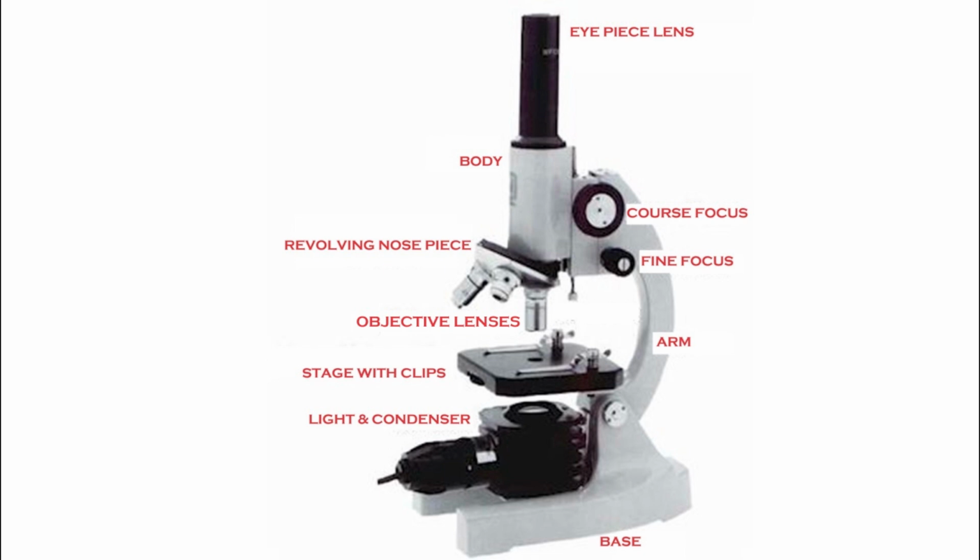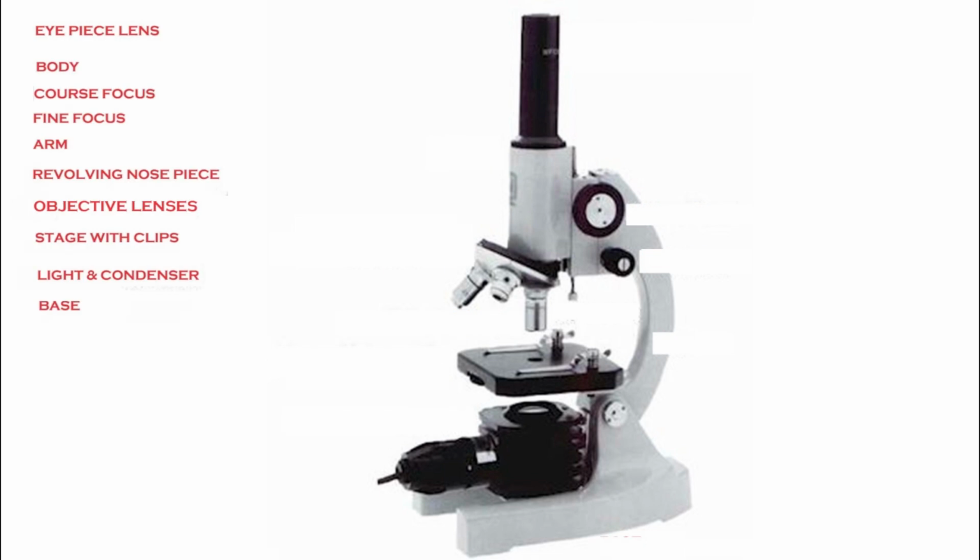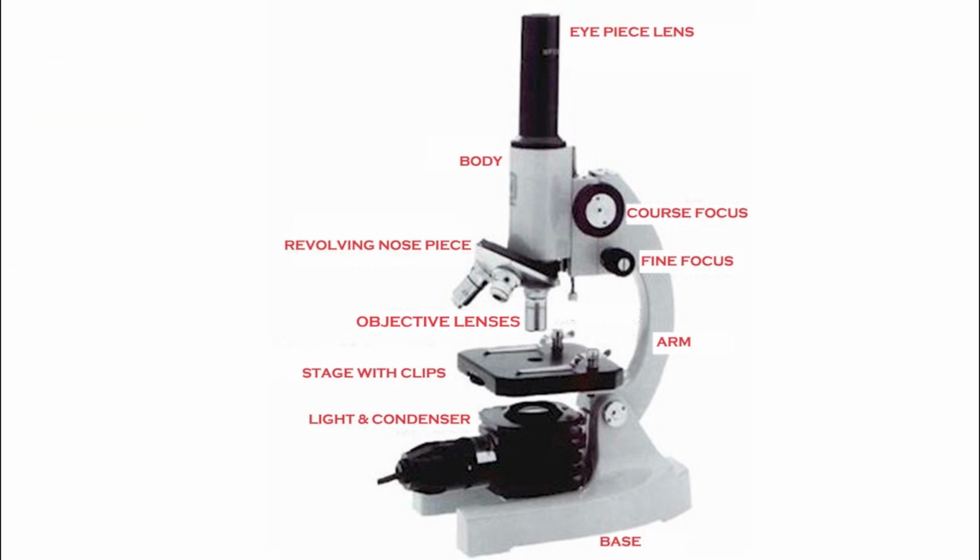Here you can see a picture of a microscope where all the parts are labelled. We have the eyepiece lens, the body, the coarse and fine focus, the revolving nose piece, the objective lenses, the stage with clips, the light and the condenser, the arm and the base. Now, can you put all these pieces back onto the microscope? I'll give you a second. Okay, and this is where they go.